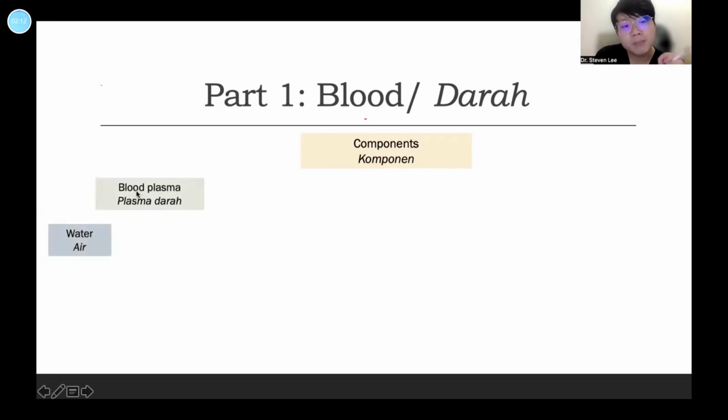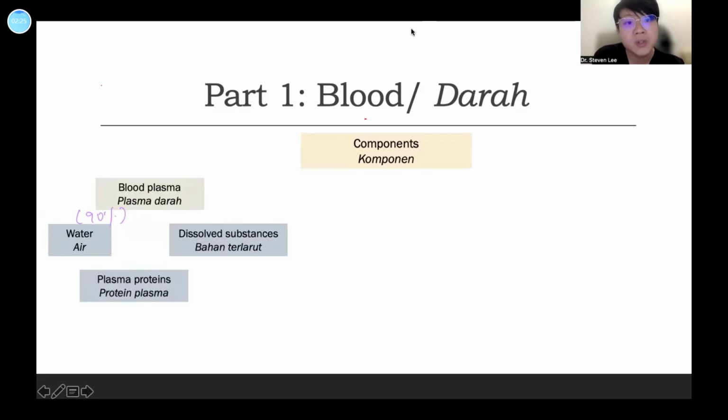So inside this blood plasma, the majority of it is actually water. I would say more than 90%, okay? More than 90% of it is actually water. And the remaining substances are what we call the plasma proteins or the dissolved substances, all right? So we talk about the plasma proteins and the dissolved substances. What are the examples? You need to know, okay? For plasma proteins, we're mostly focusing on the blood clotting proteins in your syllabus, which are thrombin and fibrinogen.